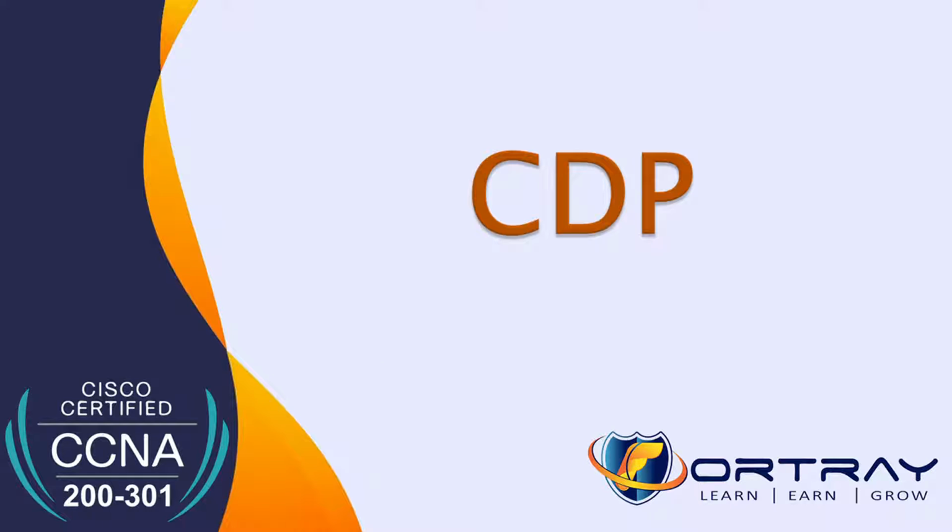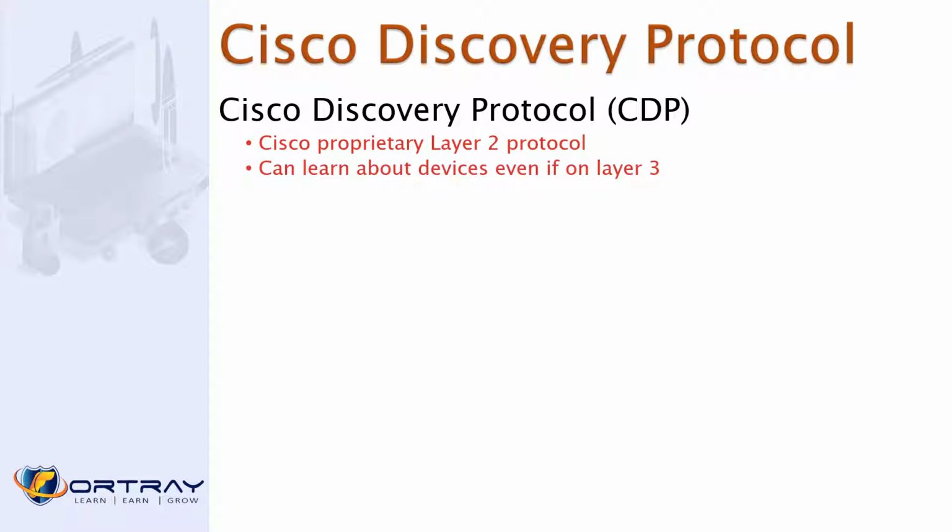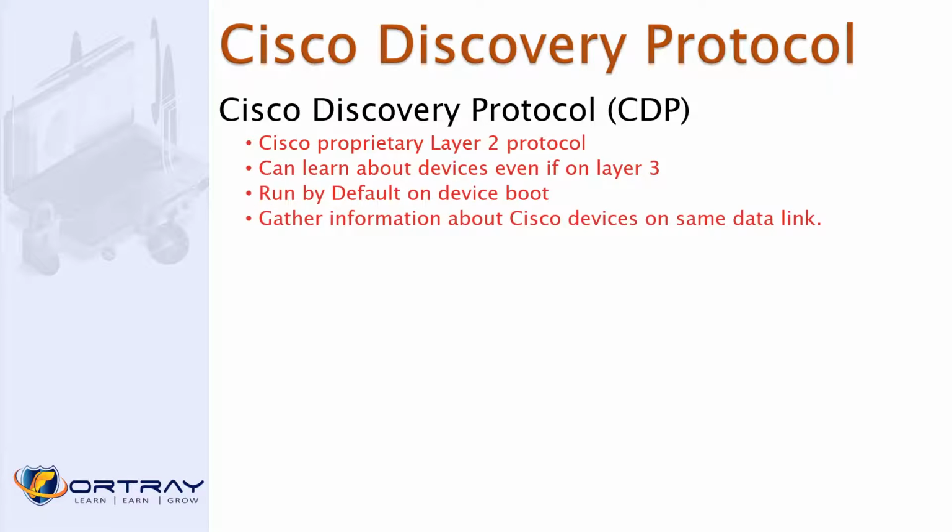What is Cisco Discovery Protocol and when should we be using it? The Cisco Discovery Protocol is a layer 2 protocol. Please keep in mind that although it's a layer 2 protocol, it can learn about devices even on layer 3 devices as well. It runs by default on Cisco devices. Once you buy a new Cisco device, it's already running.